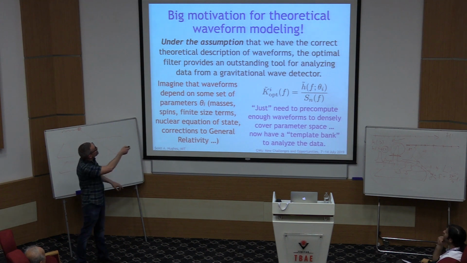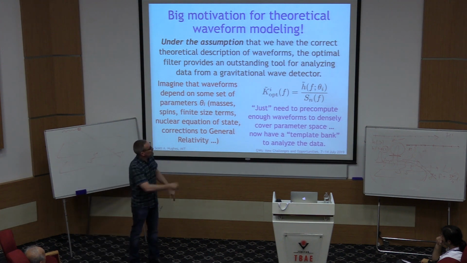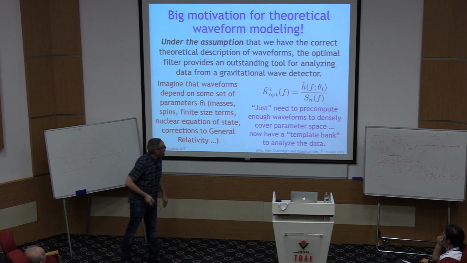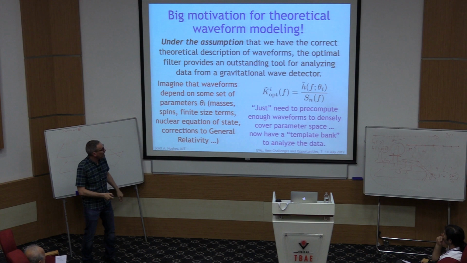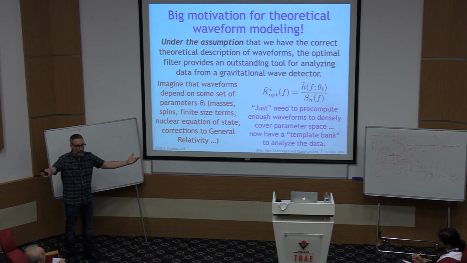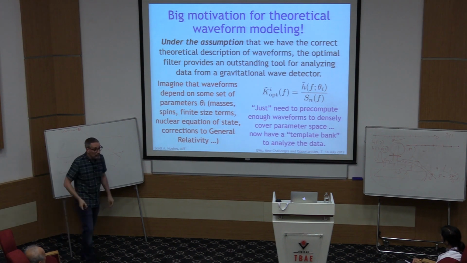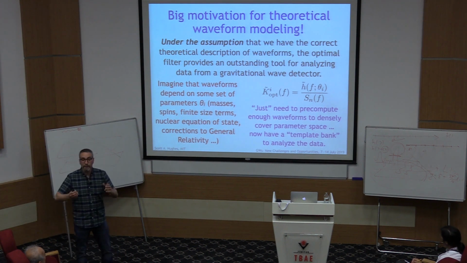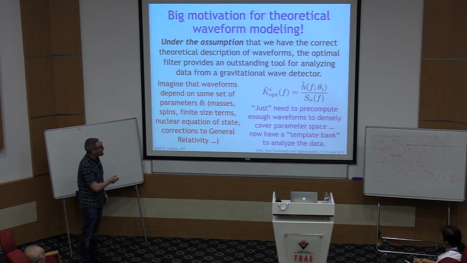If we assume that we have the correct theoretical description of our waveforms, with this optimal filter what we essentially do is populate exact theoretical models for the waveforms, parameterized by whatever knobs and buttons are attached to our model. So my theta sub I here might be the different masses, they might be spins, things related to the finite size of a neutron star and how that can affect the gravitational waveform, or the equations of state. If I am interested in exploring physics beyond Einstein's general relativity, some of my theta sub I might be corrections to this.